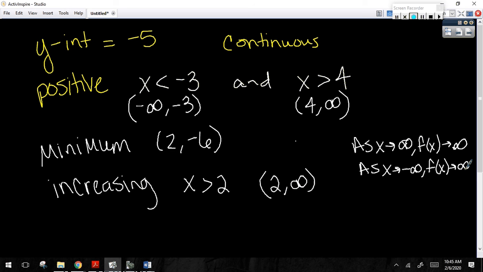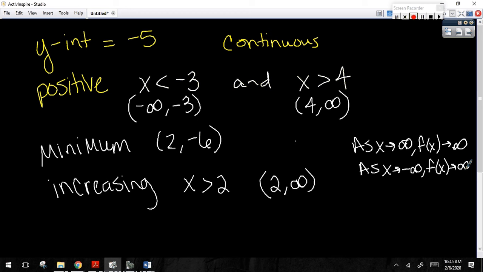All right, let me make sure I gave you everything you need. The y-intercept is -5. The function is continuous. The function is positive for values less than -3 and bigger than 4. The function has a minimum at 2, -6. It's increasing for when it's bigger than 2. And the end behaviors are both ends go up. All right, so let's think through this.